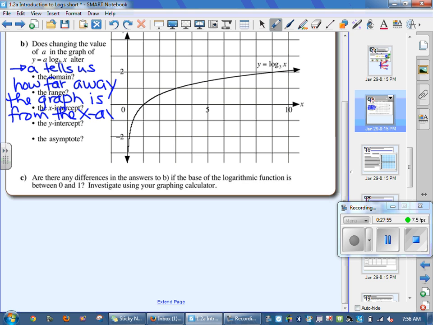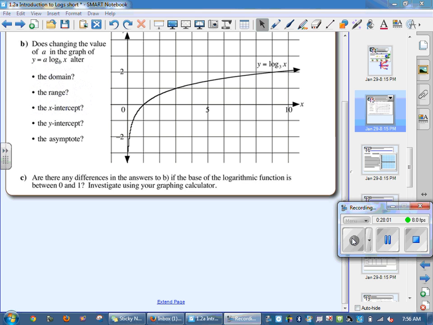Domain. As I said, I need to be on the positive x's only. So that means I can never touch this y line. That is my vertical asymptote. That's the x equals 0 line. So that means my domain has to stay to the right-hand side of that. I can never be touching it. So that means my domain, my x, does have a boundary.